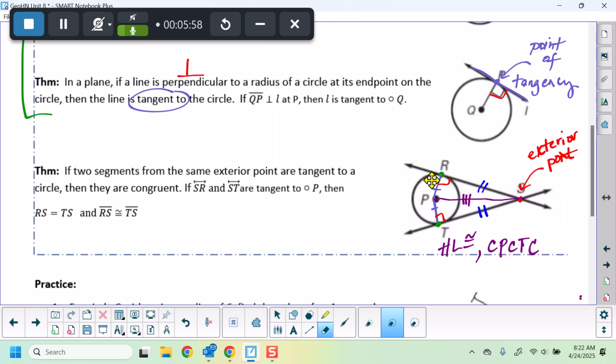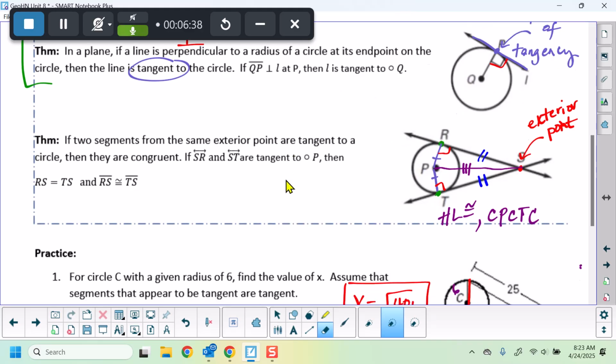This conversation here, when you have an exterior point and two tangents going out to that point, those line segments are going to be congruent. And we talked about why they're congruent. Because I have these radii that are congruent, and I know that they intersect those tangents at right angles, I know I have hypotenuse leg congruence, so through CPCTC, those tangent segments are congruent. So we can have all of that math all rolled into one big conversation.